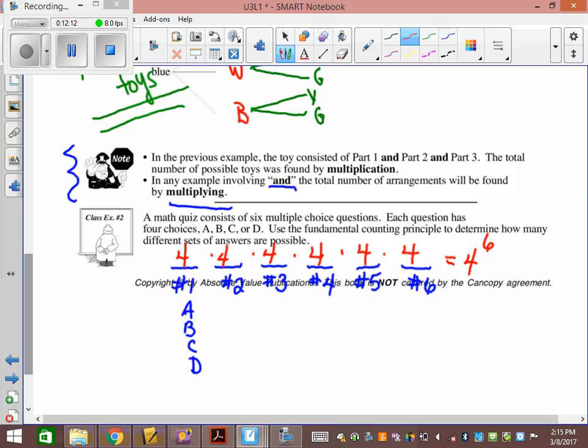Not 4 times 6. Now, if you don't know where that is in your calculator, you can go 4 and the little symbol below the clear button. That's exponent 6. It's below the clear button.